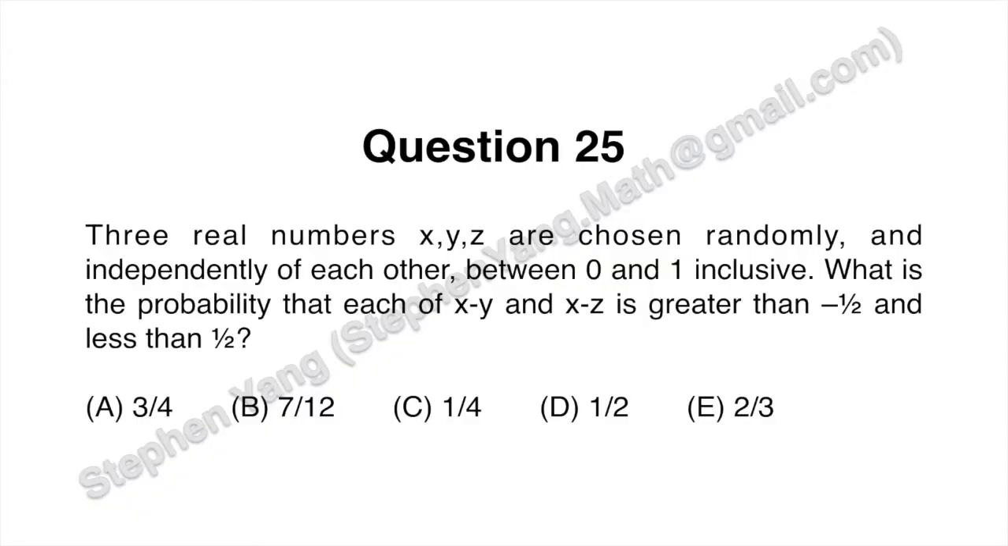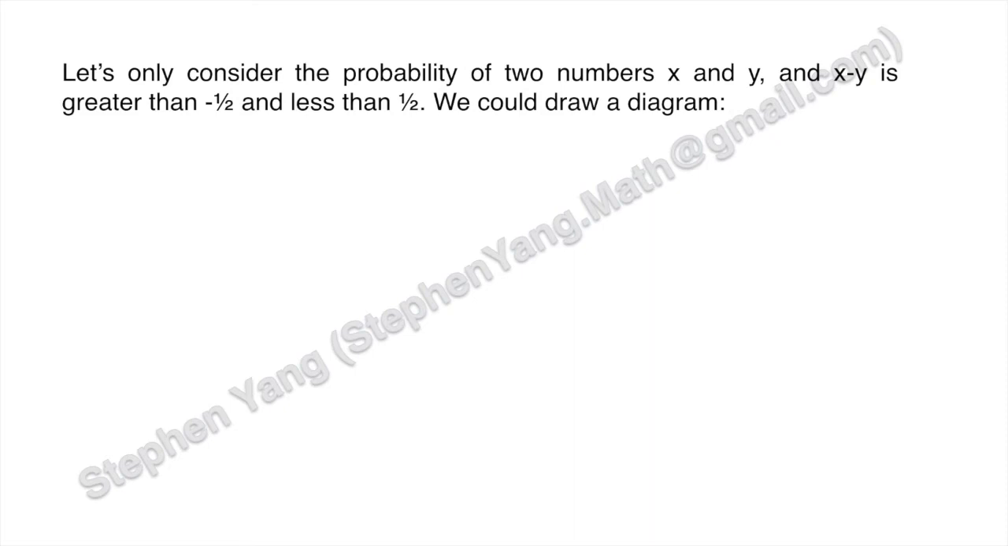So question 25 is: three real numbers x, y, z are chosen randomly and independently of each other, between 0 and 1 inclusive. It is asking what is the probability that each of x minus y and x minus z is greater than negative a half and less than a half. Let's get into the solution now.